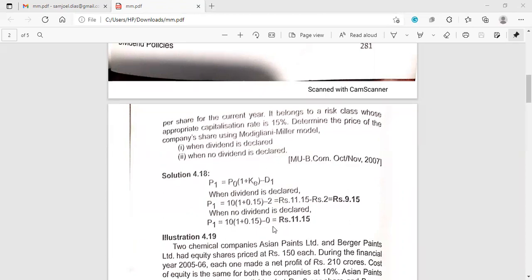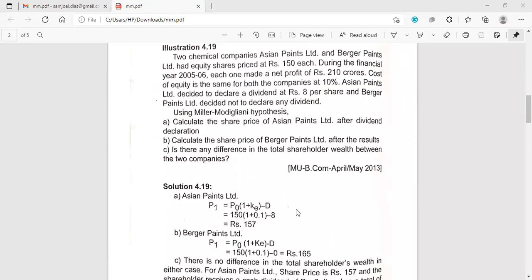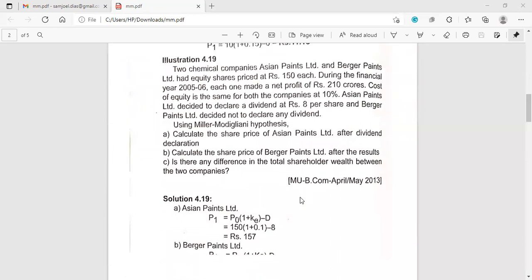Now here it is clear that when there is no dividend, the market price of the share will be highest, when we compare it with the price of the share when there is dividend. Now let us move towards another problem. The problem is like this.